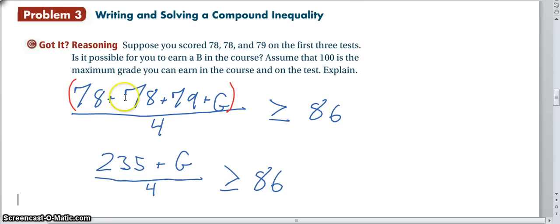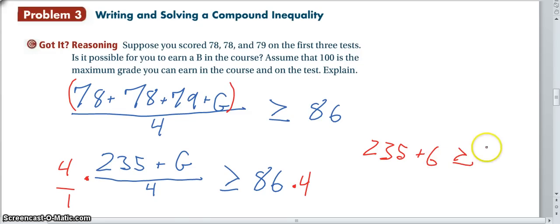All right, so all I've done is taken my numerator and combined these like terms, my constants, and now I have 235 plus G divided by 4 is greater than or equal to 86. Now here's where you have to be analytical about your problem solving. I can make my life a lot easier right now if I get rid of this division down here. So to do that, we could just multiply by 4, because 4 on top and on bottom will cancel each other out. So I have to do that to this side as well. So what I end up with then is 235 plus G is greater than or equal to 344.